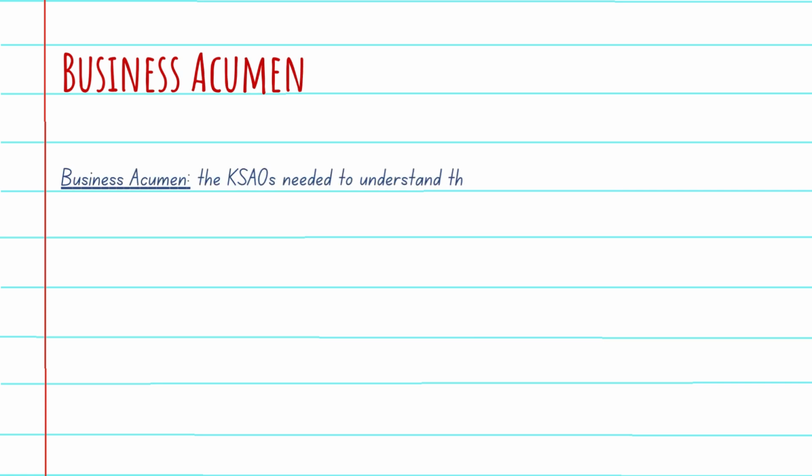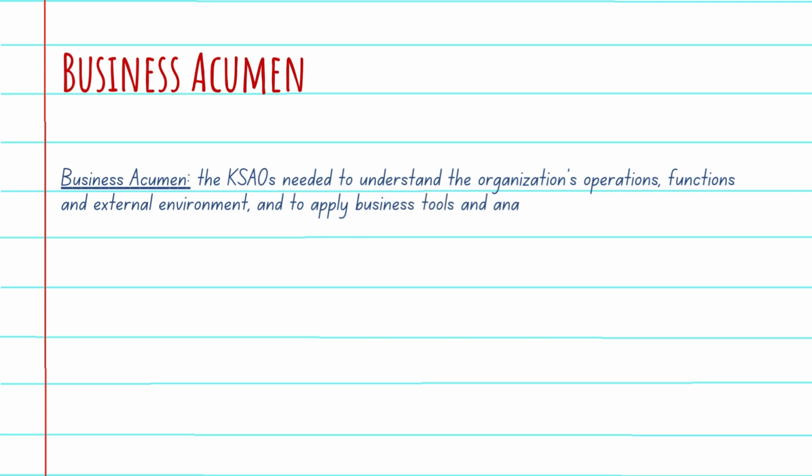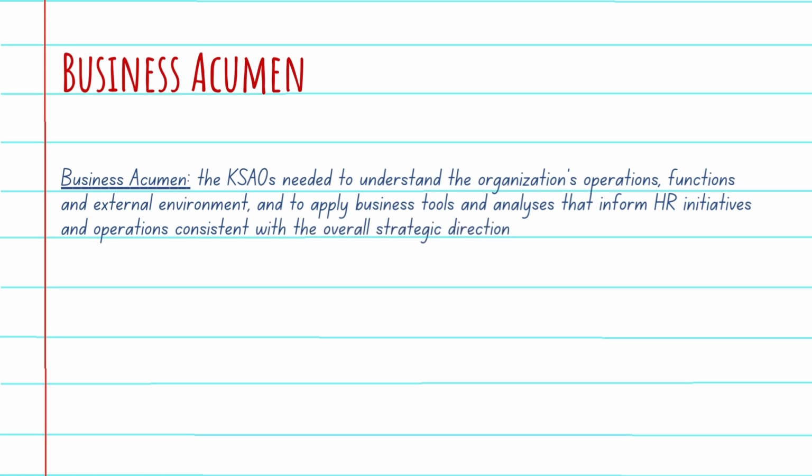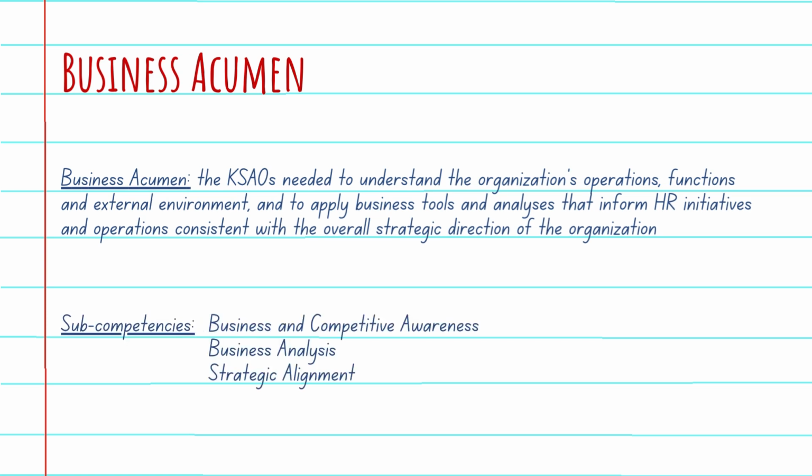The first competency, business acumen, is defined as the knowledge, skills, and other characteristics needed to understand the organization's operations, functions, and external environment, and to apply business tools and analysis that inform HR initiatives and operations consistent with the overall strategic direction of the organization. Subcompetencies within this competency include business and competitive awareness, business analysis, and strategic alignment.